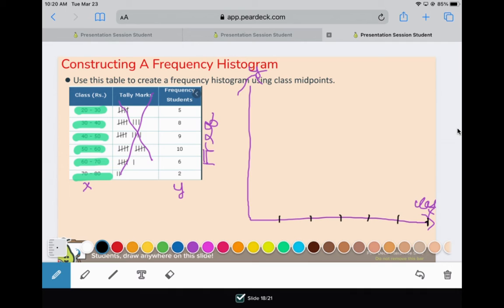So the first one is 20 to 30. So I'm just going to label the class. Yes, that will be a bar graph. This will be a bar graph, yes. So it's going to be 20 to 30, which is my first one. Then my next class is going to be 30 to 40.